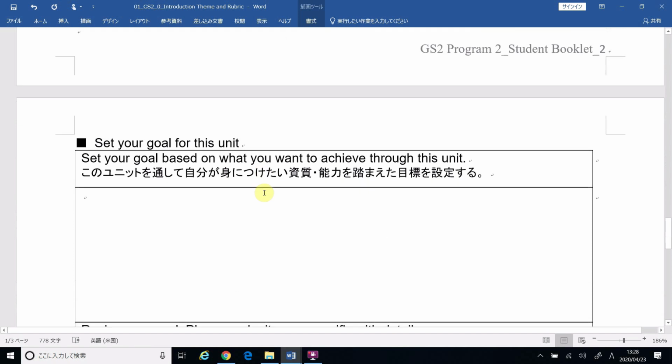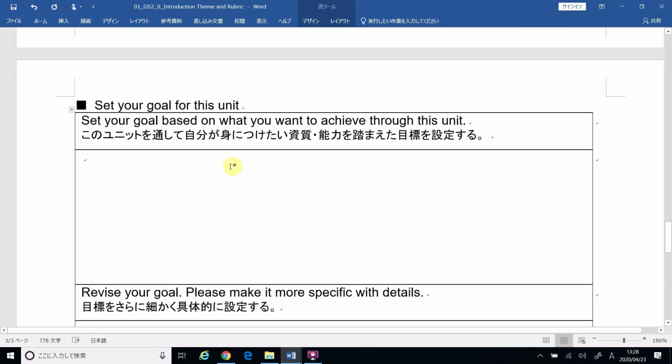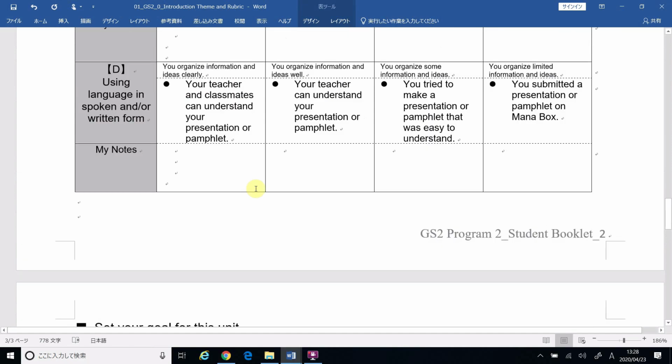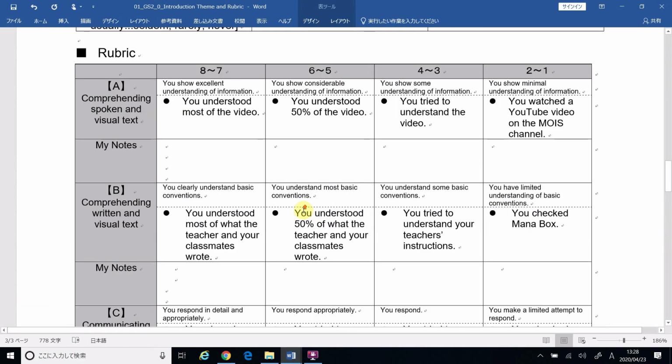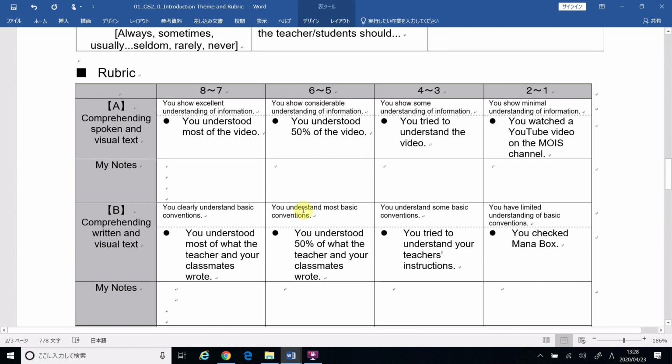Let's go to the bottom page. So here, I will write my goal. But first, it's difficult to set a goal if I don't understand what I should do. So, next, I will look at my rubric. I will read my rubric, and I will write notes in the spaces.